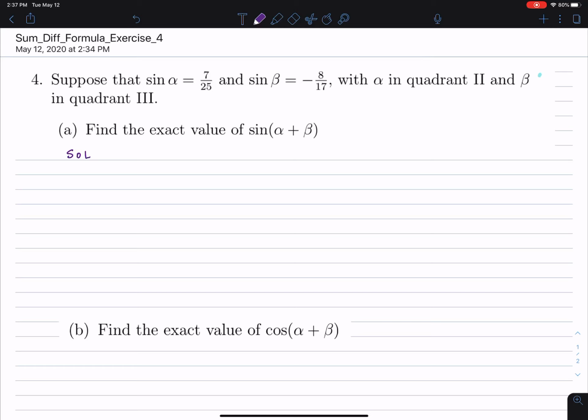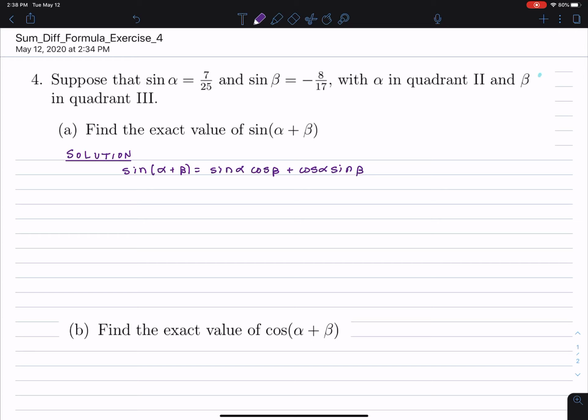I'm not really convinced this is something that needs to be memorized. And I'm all of a sudden panicking whether I do know that, but I think I do. So the formula is that sine of alpha plus beta is sine alpha cosine beta plus cosine alpha sine beta.